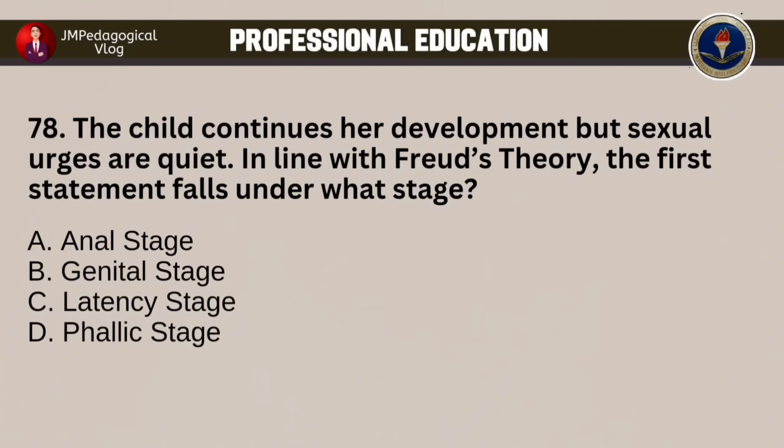78. The child continues her development but sexual urges are quiet. In line with Freud's theory, the first statement falls under what stage? A. Anal stage. B. Genital stage. C. Latency stage. D. Phallic stage. C. Latency stage.